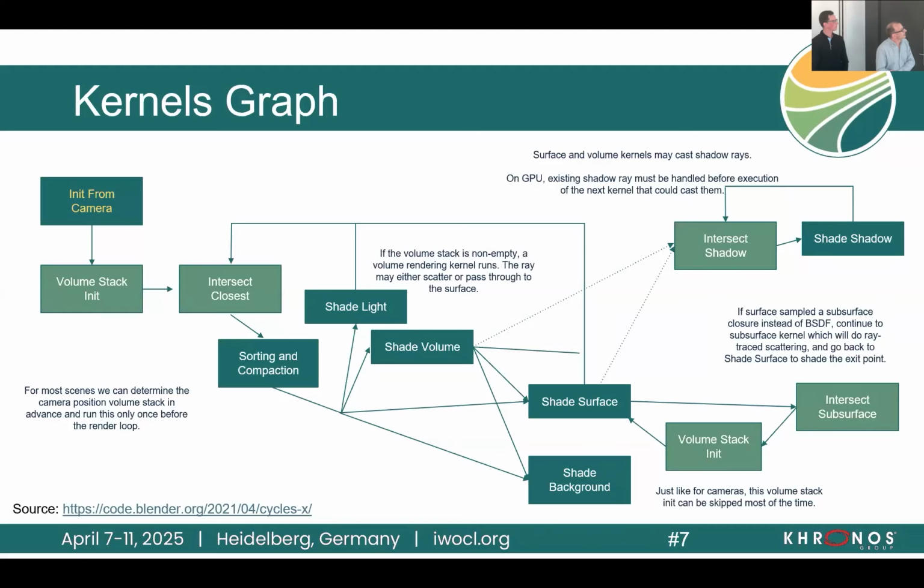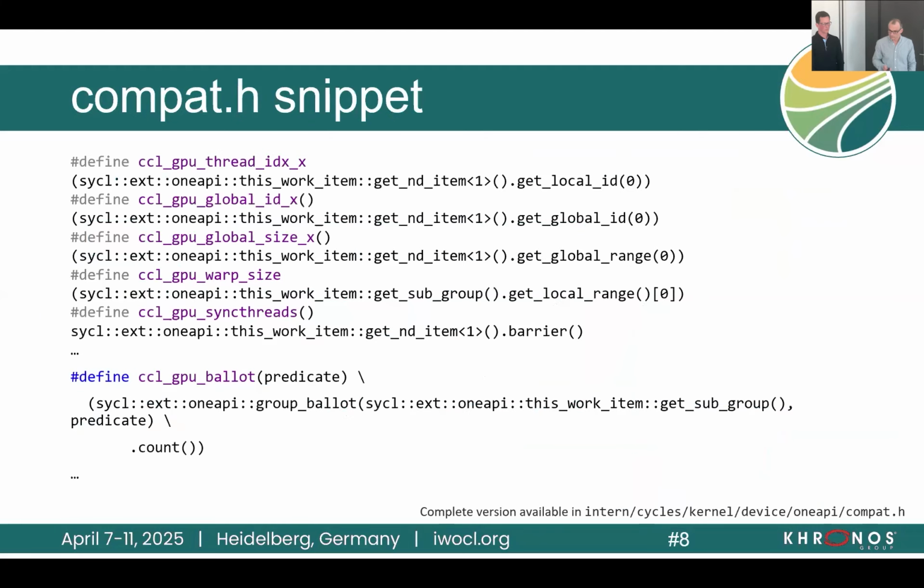This is actually a simplified kernel graph. It's actually more complicated than that. The important part here is that it's basically going in this loop where you trace rays, get the intersections, sort them, and then shade surfaces, then go back to the next intersection, and so on until your ray terminates, and then you write out to the buffer. As a little impression of how we're doing it.